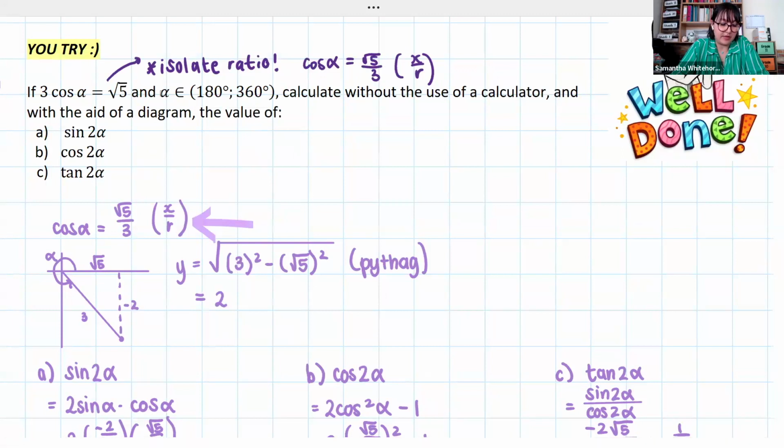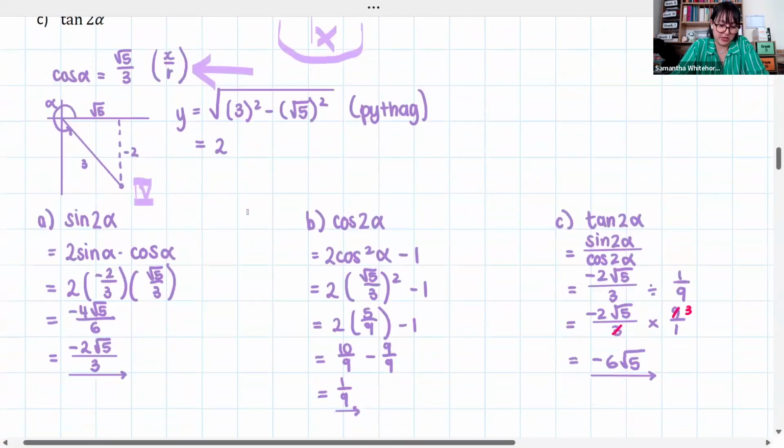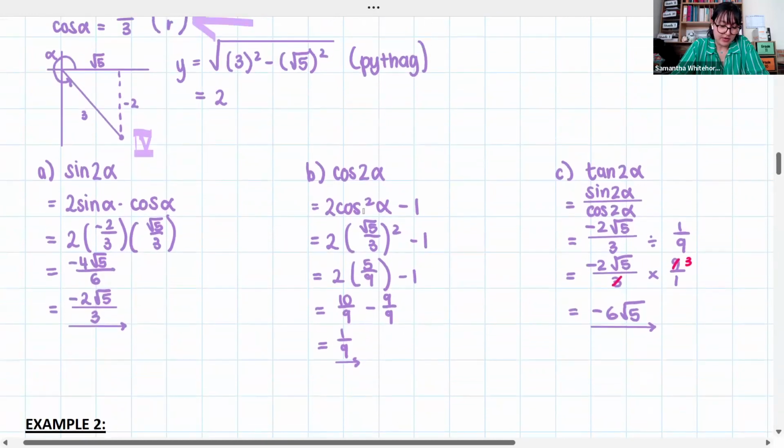And from there, using the restriction that it had to be between 180 and 360, which remember is essentially the 2 quadrants 3 and 4. Because cos had to be positive, we're working in quadrant 4. So that's why my diagram here is in quadrant 4. Once you have all of that, you can start answering the questions. Right, and there we go.